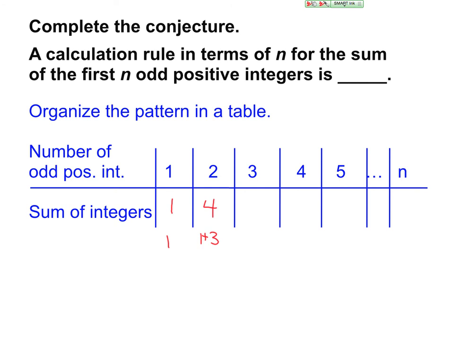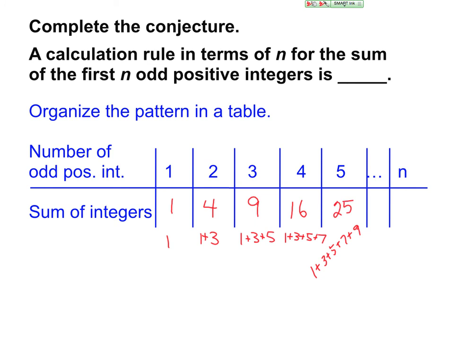Add the first 3 odd positive integers: 1, 3, 5. Add those together. We get 9. Add the first 4: 1, 3, 5, 7. How much? 16. It looks like that. So this one was 1 plus 3 plus 5 plus 7 plus 9, which is 25.